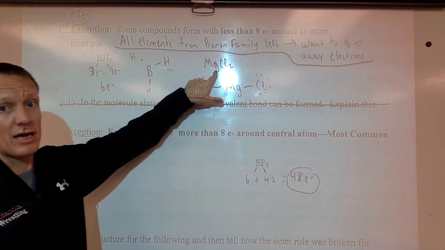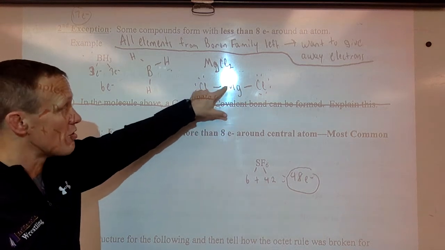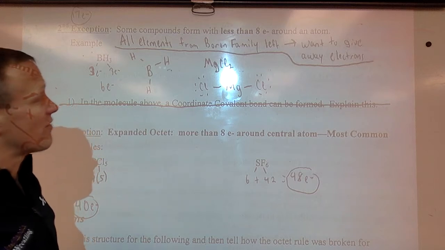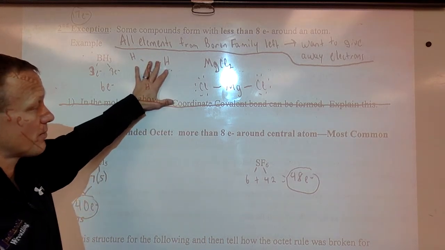Magnesium chloride. This is an ionic compound. Again, magnesium is a metal. It's got 2 valence electrons. It's just getting rid of those. So magnesium will not have 8 around it. So again, every element from family 13 to the left will have less than 8 electrons around it.